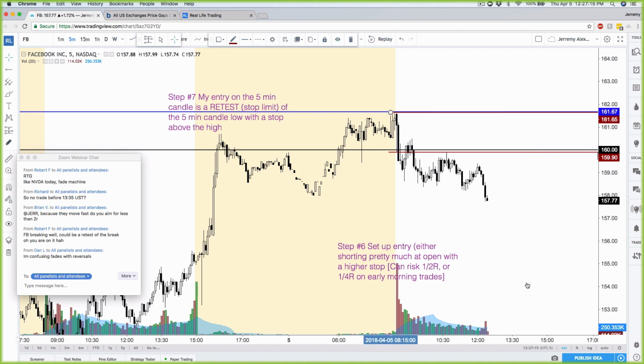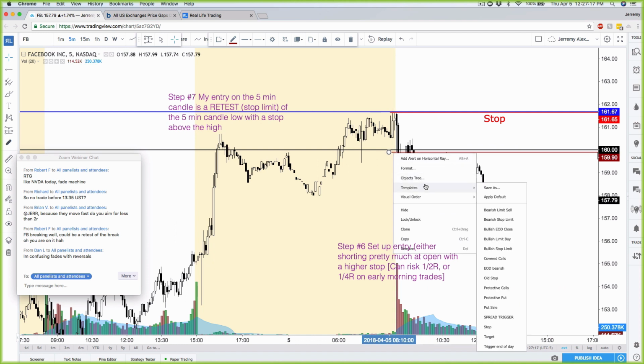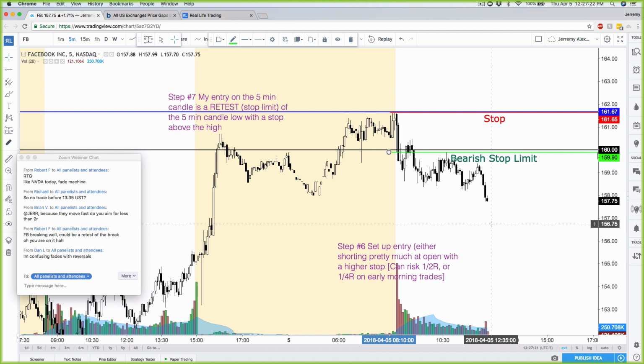So this was pretty much my exact numbers right here. Let me just make sure these are my exact numbers. Give me 1 second. Yep, 159.90 by 161.65. Dan says I'm confusing fades with reversals. That's the exact same thing, Dan. Fade is a reversal. Fade is the reversal of the move. It's the filling of the gap.